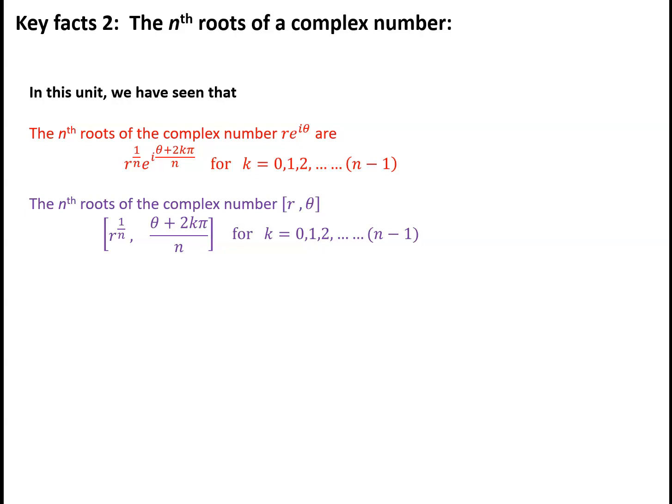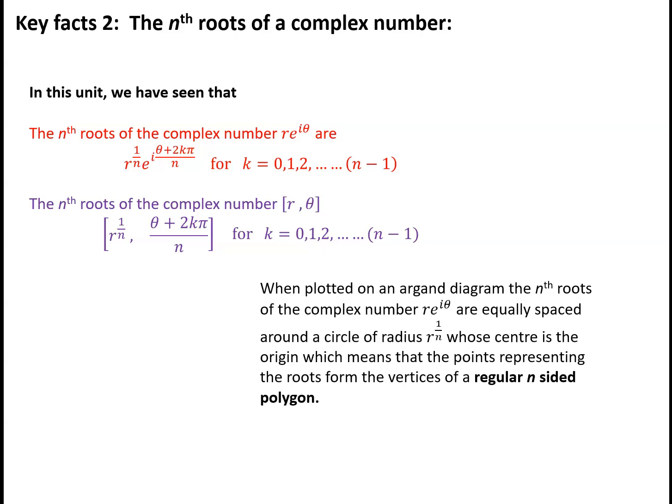And we can rewrite that in the modulus argument format to say that the nth roots of the complex number, which has modulus r and argument theta, are of the form r to the 1 over n, in other words the nth root of r, as the modulus of all of the roots, and the argument of the roots take the form theta plus 2k pi divided by n, where k can take any of the values from 0, 1, 2, all the way up to n minus 1.